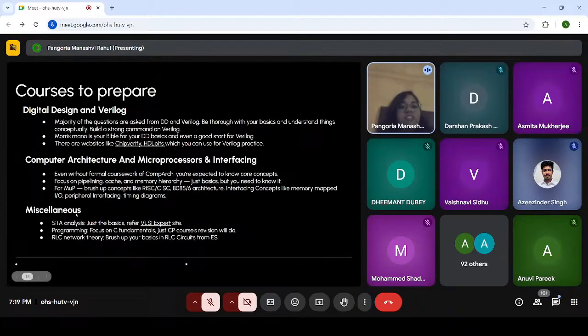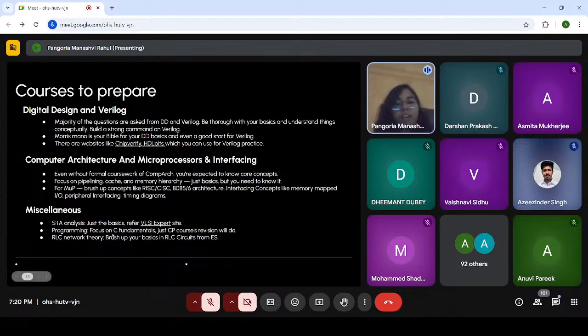And there are some extra miscellaneous topics like SG analysis, which is a part of ADVD. I saw someone in the chat ask regarding ADVD, so yeah, this is a topic from ADVD that is asked. There's a website called VLSI Expert. You can read from it and do some basic questions. Again, in-depth knowledge is not required, but not knowing this concept at all won't work. You just have to know what things are definition-wise.